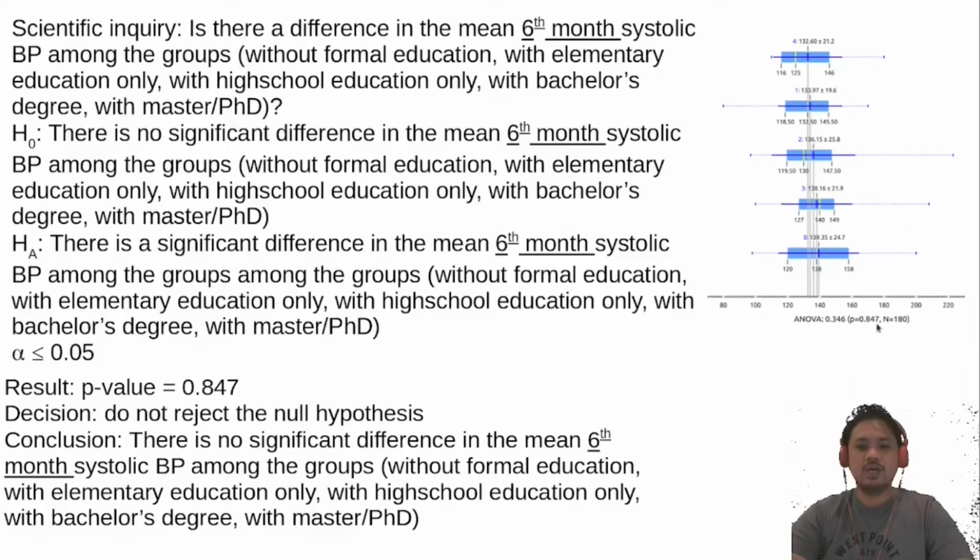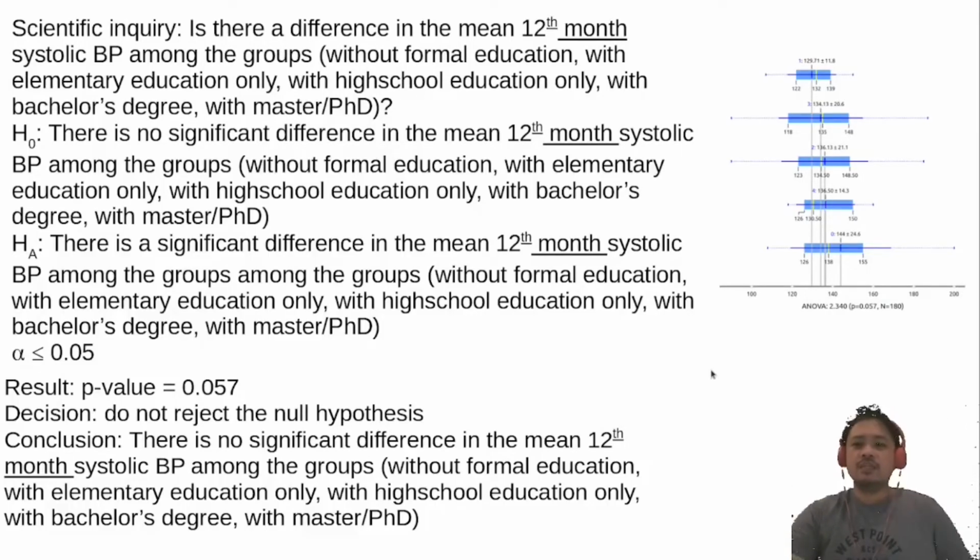We can conclude that there is no significant difference in the mean systolic blood pressure after 6 months among the groups. How about in 12 months? You can see here, the group labeled 0 is quite higher than the rest of the groups. However, it is not significant since the p-value is only 0.057, which is bigger than the alpha. We will not reject our null hypothesis. We can conclude that there is no significant difference in the mean 12-month systolic blood pressure among the groups.